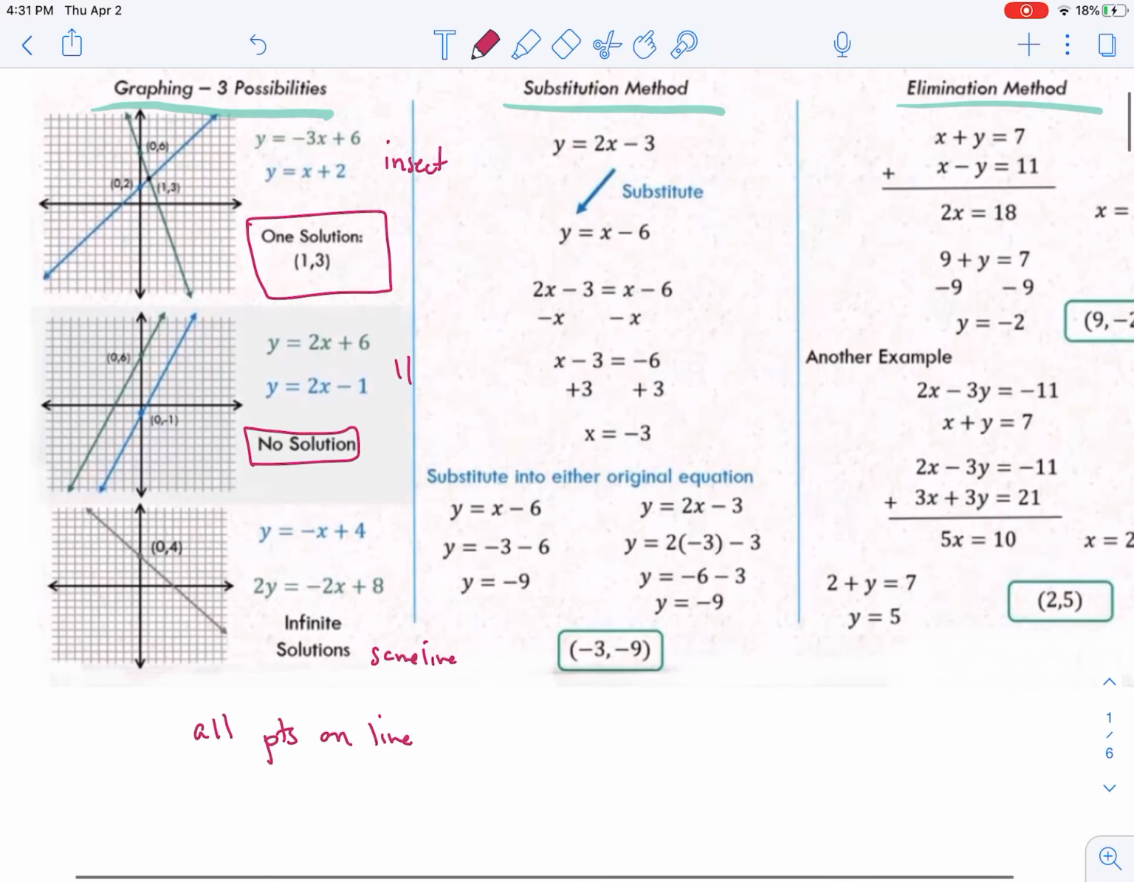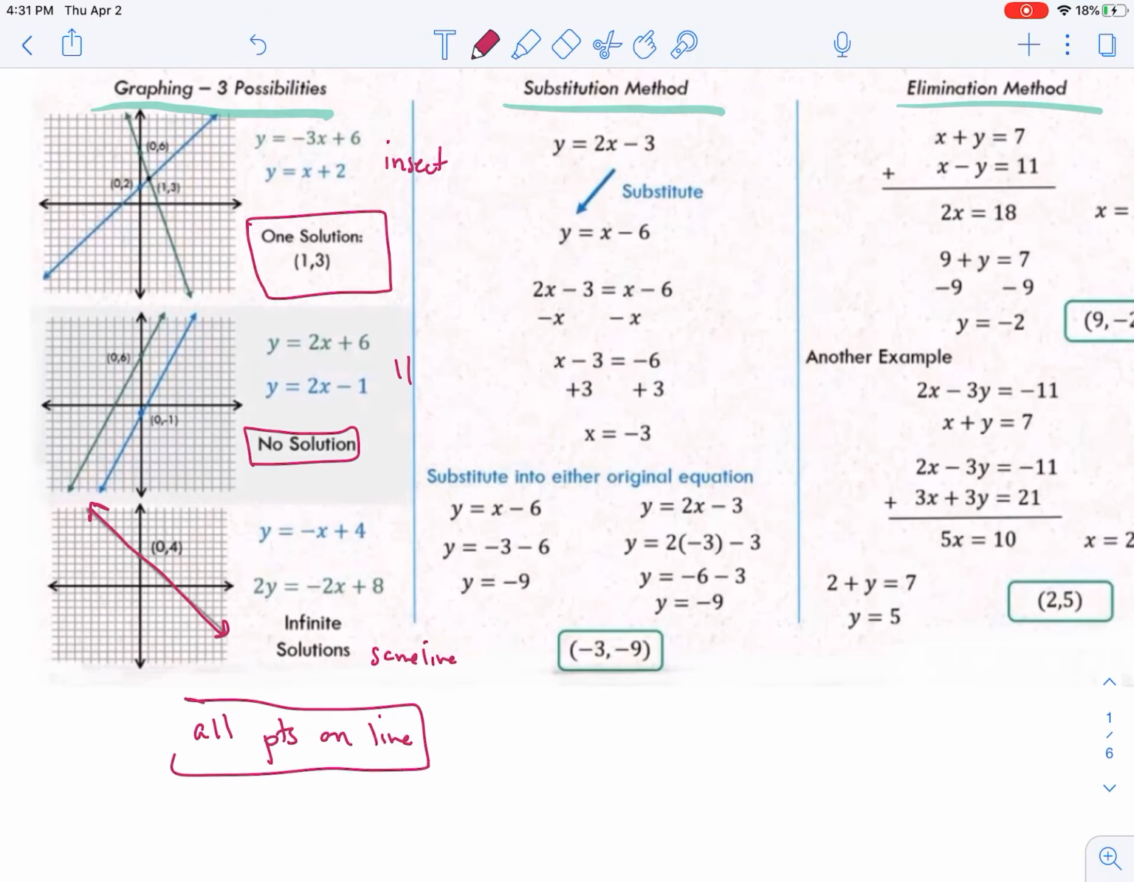I do not like to say it's all real numbers. It's not really all real numbers. It's all the points that are on this line. They're the same line. So this point right here is not a solution. So it's not all of the solutions. There are an infinite number of points on the line. And the solution is all the points on the line.